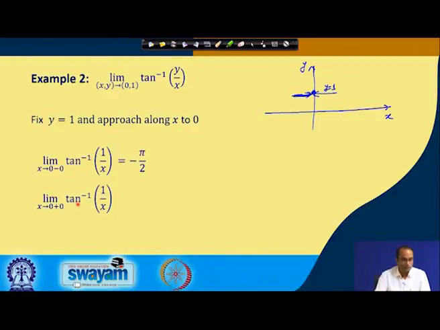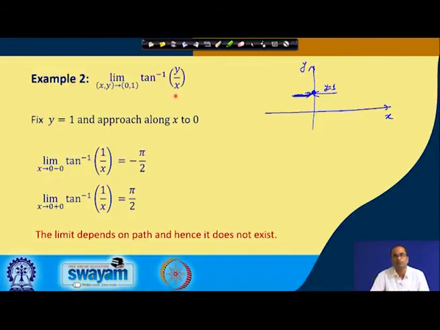Similarly, if we approach this point from the right side of this (0, 1) point, then in this case this will become infinity and tan inverse infinity, so we will get the limit as pi by 2. So, again in this example we have seen that along two different paths we have two different limits. So, what we can conclude is that again the given limit, as (x, y) goes to (0, 1) of tan inverse y over x, does not exist, because this limit depends on the path.